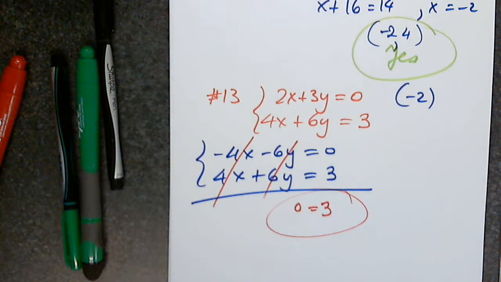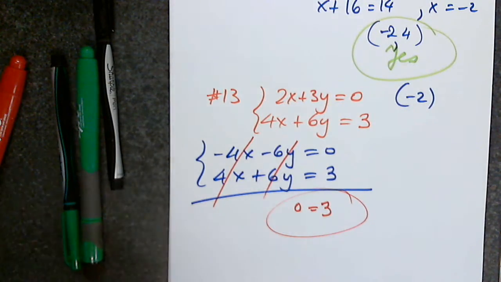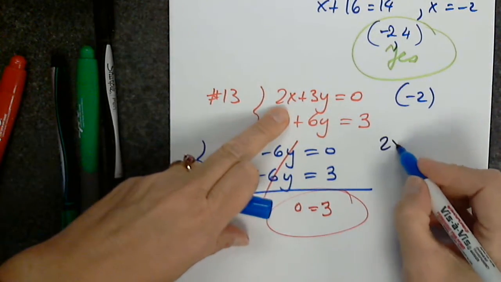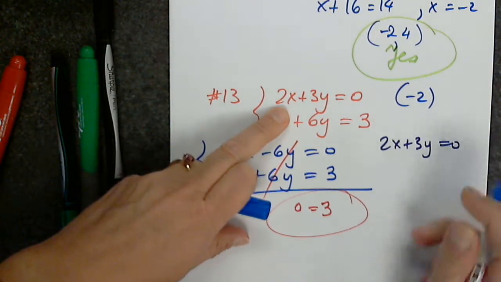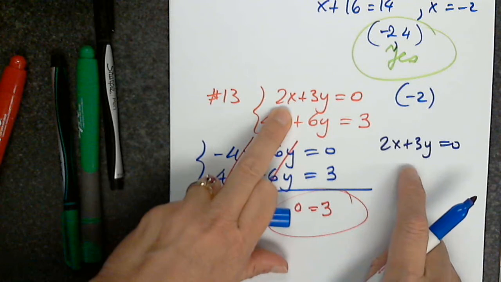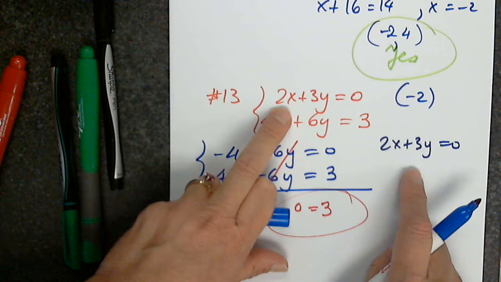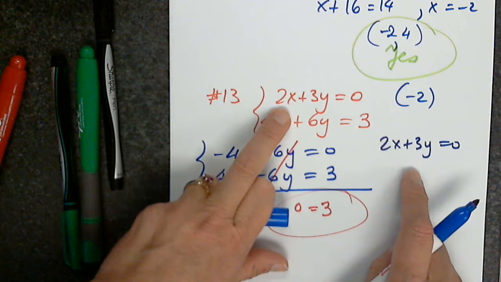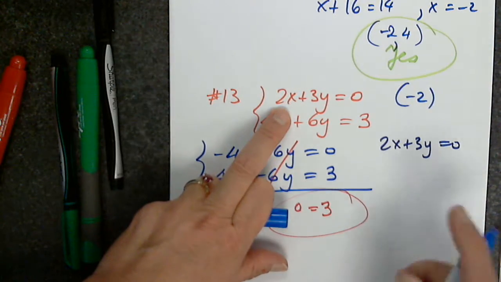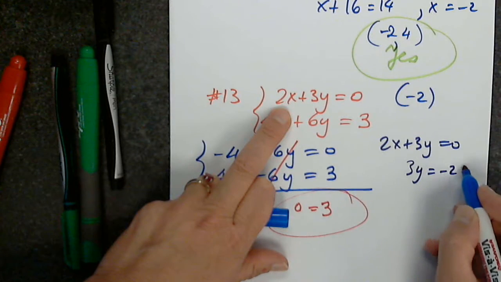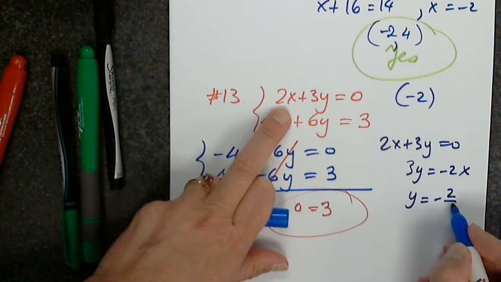I want to check. I want to convince myself that they have the same slope. So I have 2x plus 3y equals 0. How do I determine the slope of a line? We just did it about 15 minutes ago. We solved for, I need it in y equals mx plus b, so I have to solve for y. So this is 3y equals -2x, and y equals -2/3 x.